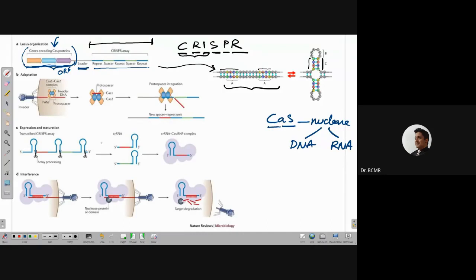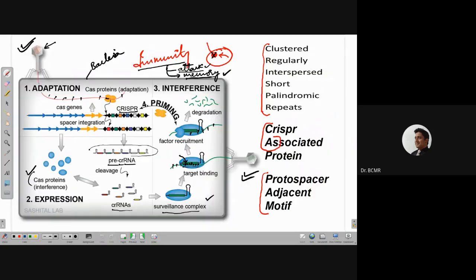So the first thing we need to know is how a bacterium, infected with a phage, takes in the DNA. There are several steps. The first one is adaptation, the process of acquiring the DNA of the pathogen or the virus. The second is expression. Expression includes the expression of pre-CRISPR RNA and also Cas9. The next one is interference, that is, it will kill any similar pathogen that is attacking, using complementary sequences.